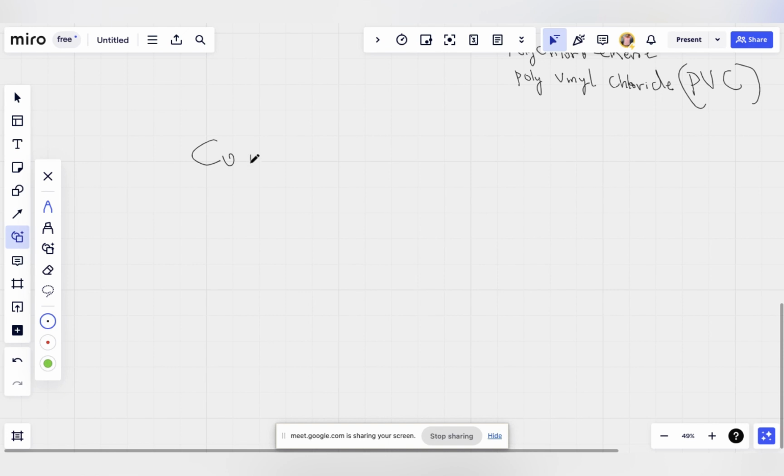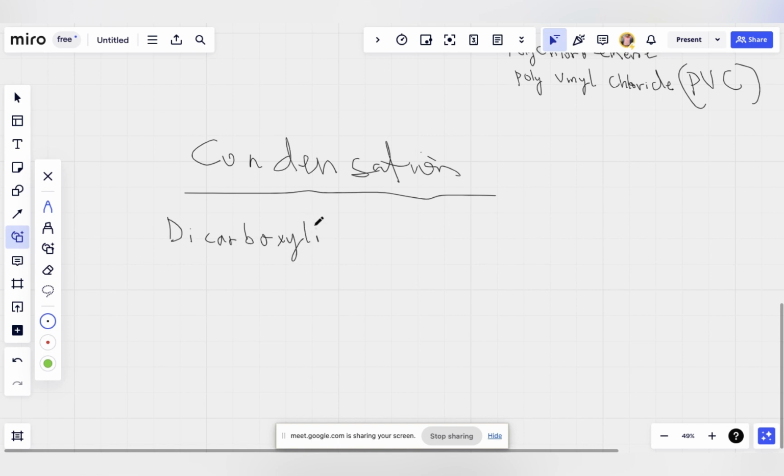Now condensation polymerization. For condensation polymerization, two different monomers with two different functional groups. We say one is dicarboxylic acid. You could be more specific by saying 1,4-dicarboxylic acid. Dicarboxylic acid plus dione.